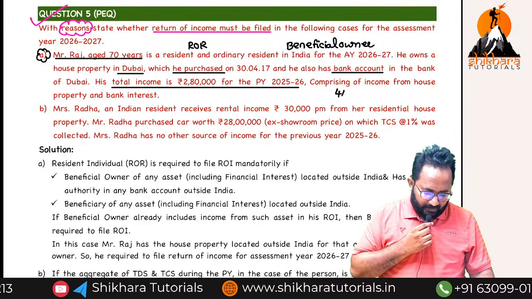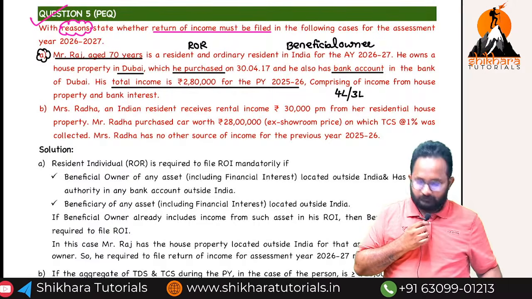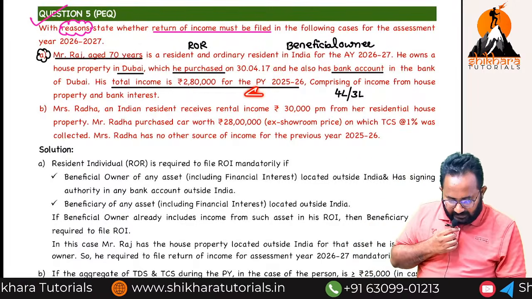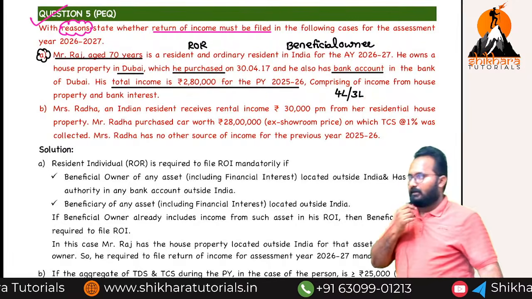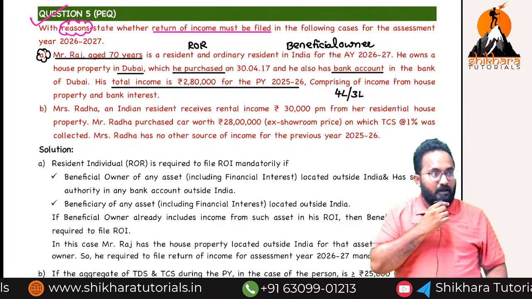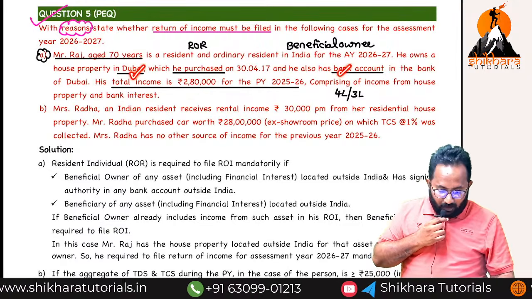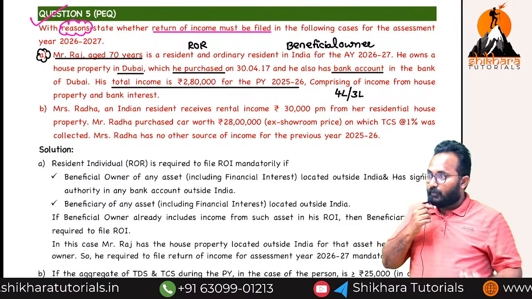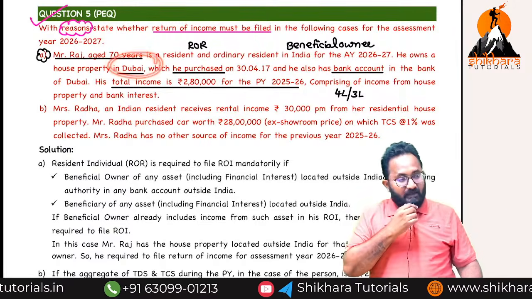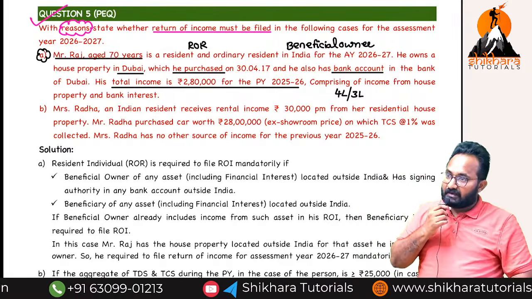Okay, 4 lakh in 115BSC. Generally how much? 3 lakh, because his age is 70 years. His income is still less than the basic exemption limit, right? Generally, he is not required to file the return. But if that SSC has a bank account or any asset outside India, if he has signing authority for that bank account, or if he is a beneficiary or beneficial owner of that asset, he is required to file the return.